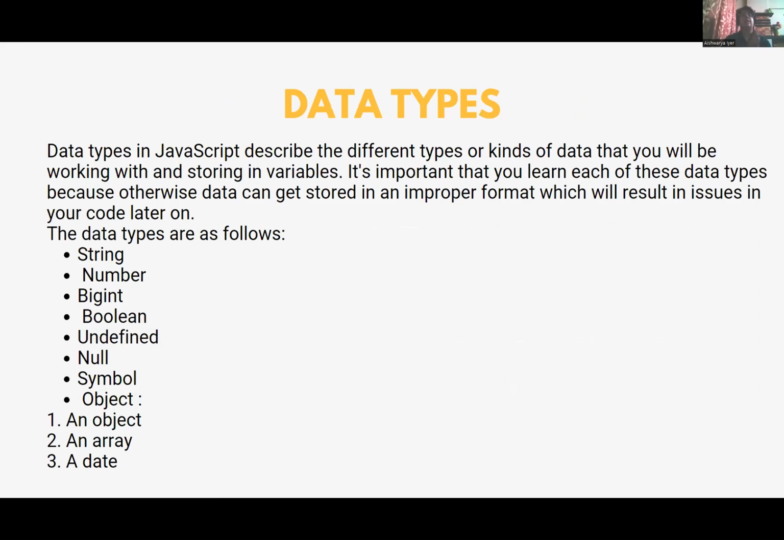First, there are different blocks in JavaScript which are also used as building blocks. And first is data types. A data type describes the different kinds of data that we will be storing in variables. There are different types of it: string, number, BigInt, boolean, undefined, null, object. And here object contains array, object as well as date.